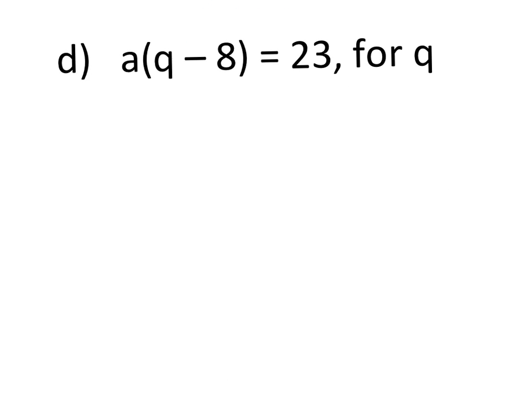Solve for Q. Okay, so now when you're looking at this, most of you guys are going to tell me to distribute the A right away, and that'll be fine. So AQ minus 8A equals 23. Now we still want to isolate that Q. So I've got Q right here. I'm still going to isolate him. So to get him by himself, the first thing I'm going to do is add the 8A over to the other side.